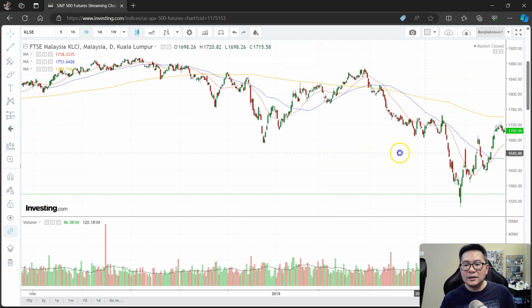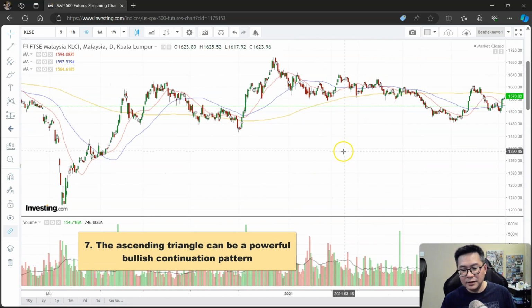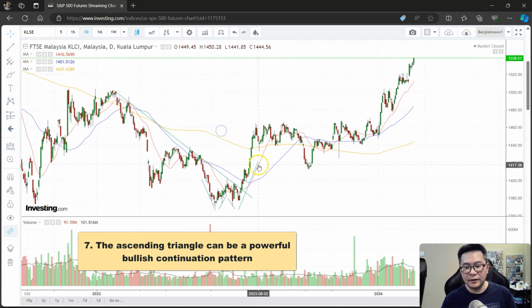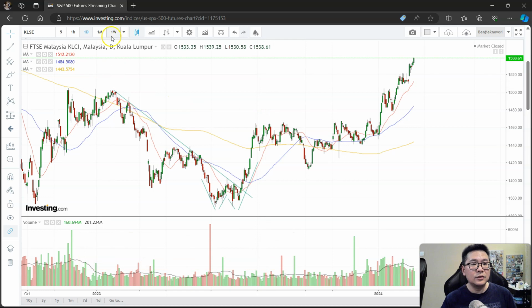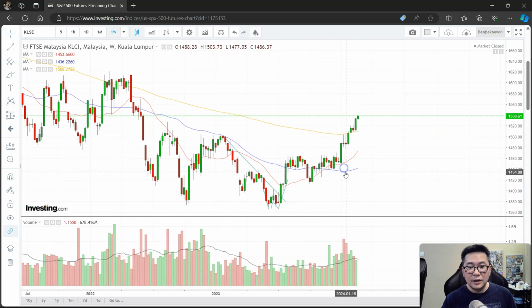Okay, the seventh lesson here is regarding chart patterns, the ascending triangle. The ascending triangle can be a powerful bullish continuation pattern. Here we have an ascending triangle in the KLCI index, but in order to see it, you need to switch to the weekly chart. Okay, this is the weekly chart.